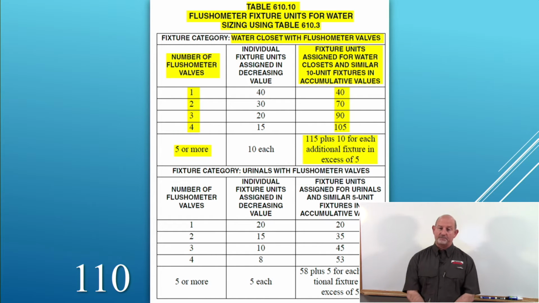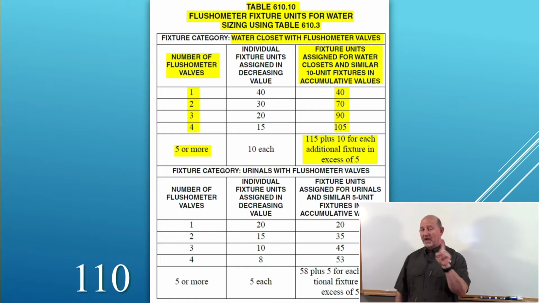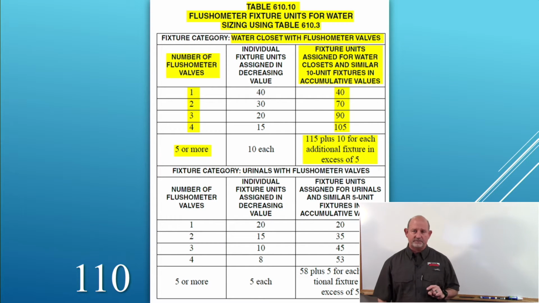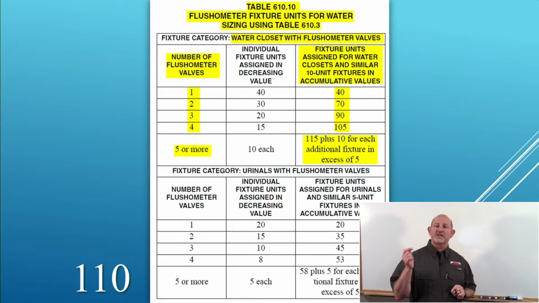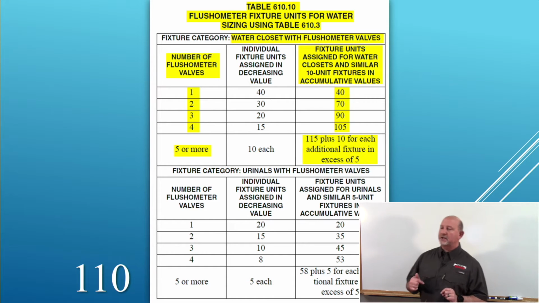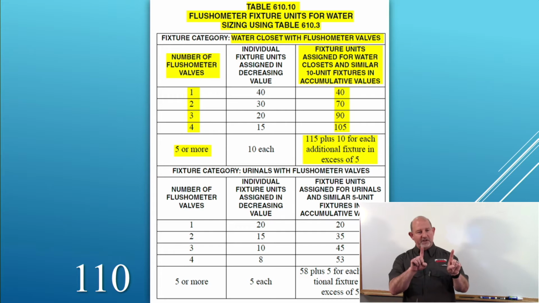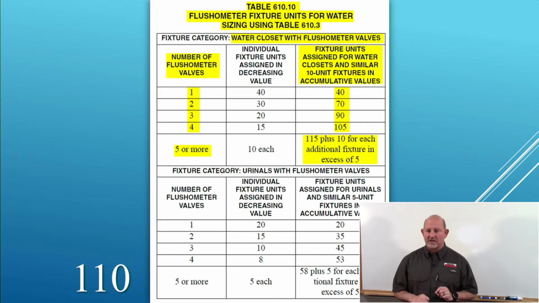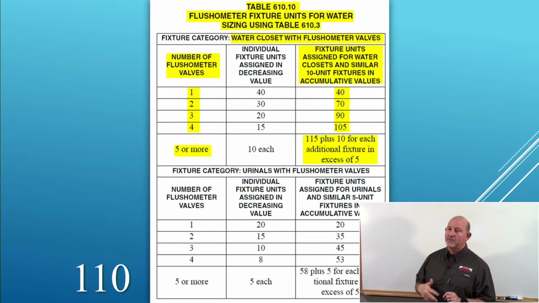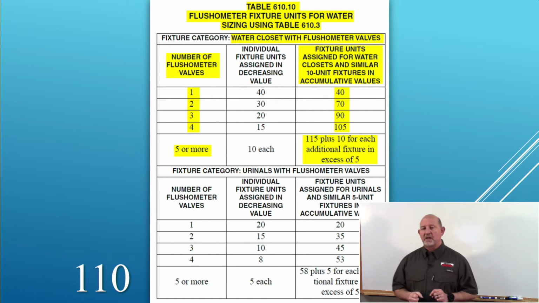First column says number of flushometer valves. So let's assume I had 1 flushometer valve water closet. Next column says individual fixture units, right? Assigning decreasing values. So 1 individually would be worth 40 WSFUs, right? And again, notice that is your flushometer fixture units, right? So that'd be 40 fixture units, water supply fixture units.